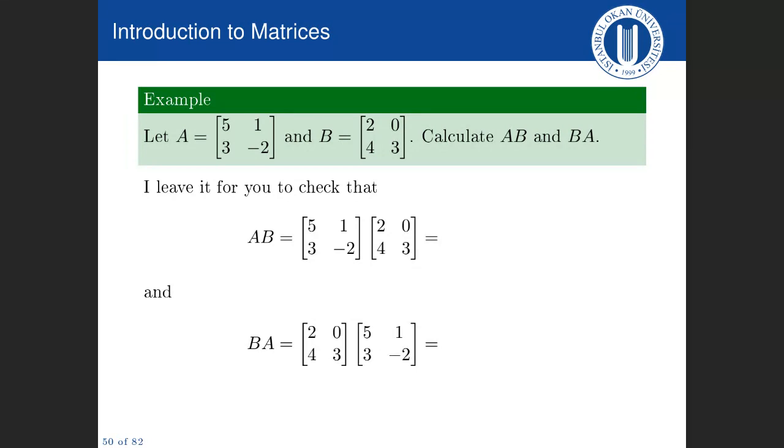For example, let's suppose we have A is 5, 1, 3, minus 2 and B is 2, 0, 4, 3. Calculate AB and BA. Now, I'm going to leave this for you to check. Check there's no typos on this slide for me. Check that AB is 14, 3, minus 2, minus 6. And also check that BA is 10, 2, 29, minus 2. So note that AB is not the same as BA.